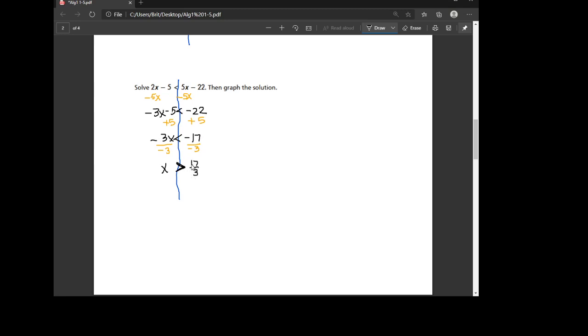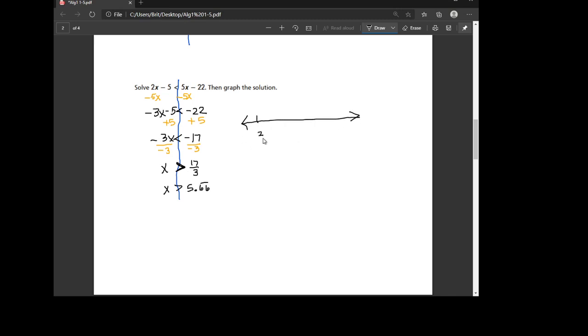Alright, so I can't reduce that fraction. Now I can convert it to a decimal if I want, but it's going to be kind of an ugly decimal. It's 5.666666 repeated. So I usually prefer keeping it in the fraction form. Alrighty, so now we're going to go ahead and graph it.